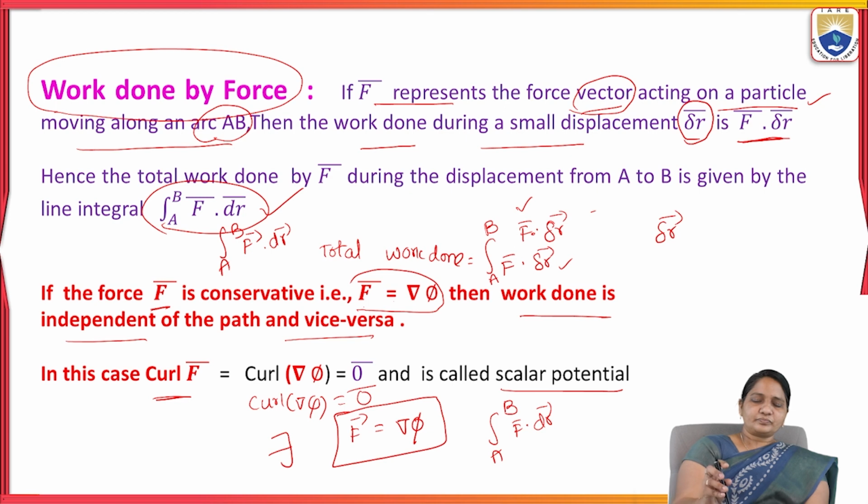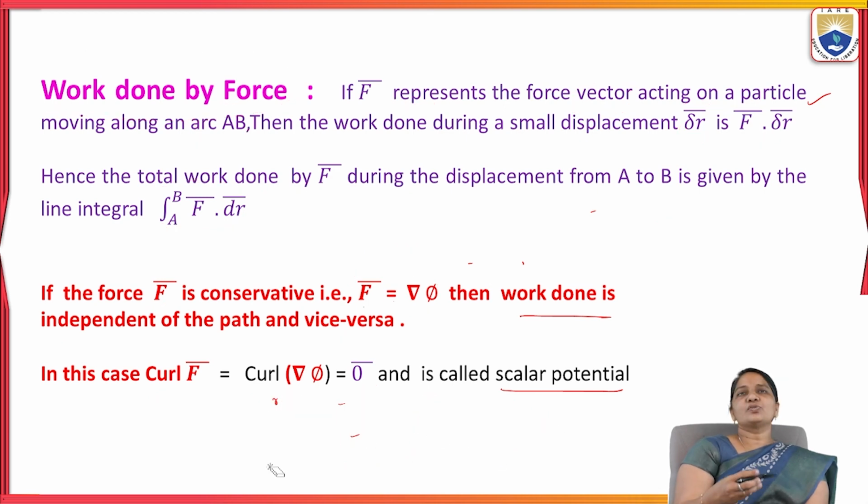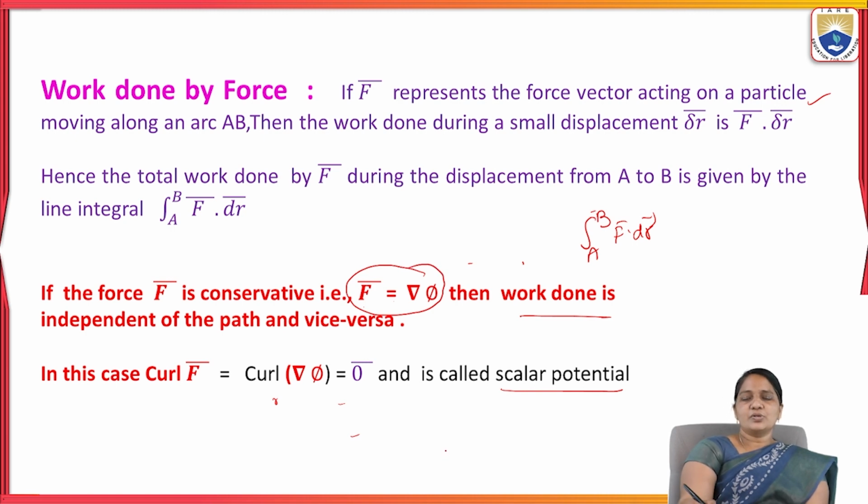So what do we understand from this? If we are given the total work, we can use the formula integral from A to B of F bar dot dr bar. And if the force is conservative, then we can say that there exists some scalar potential, that is pi, so F bar equals del pi.